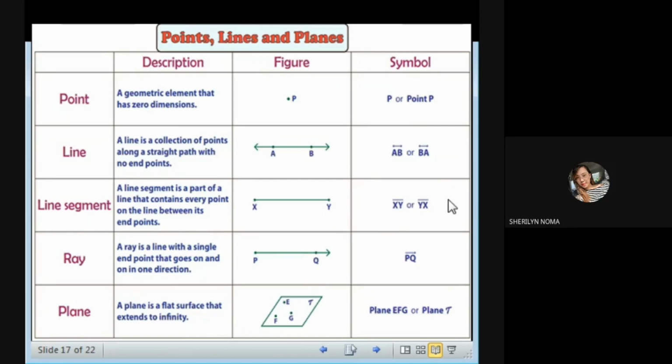The ray. A ray is a line with a single endpoint that goes on and on in one direction. It has one endpoint and extends in only one direction. So the symbol is this one. Last, the plane. The plane is a flat surface that extends infinitely. It is very important to note that the plane does not have any thickness. Again, you label a plane simply with one capital letter or by naming three non-collinear points on the plane.